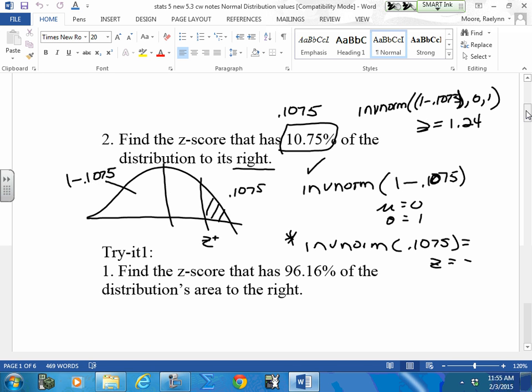Yeah. Good. So what would this one be? Negative 1.24. So now that I have my sketch, is it possible that this could be a negative? No. So I know, because I have symmetry, that this is a positive 1.24. You gave it to me. You gave me negative 1.24.